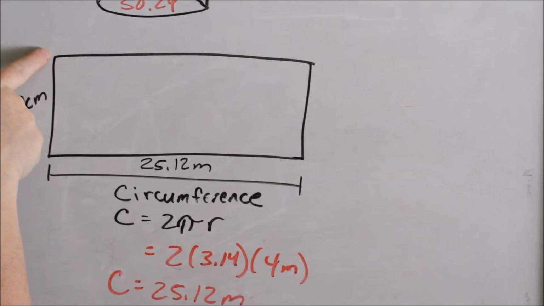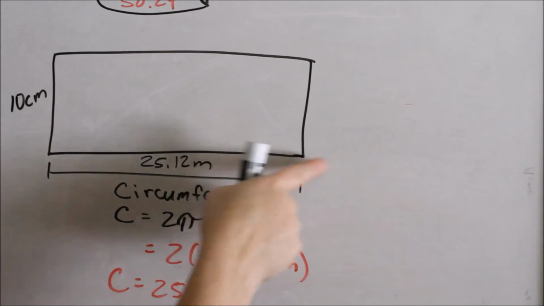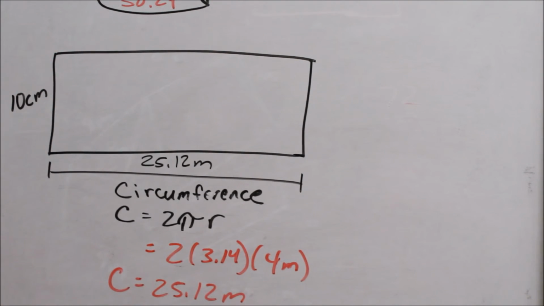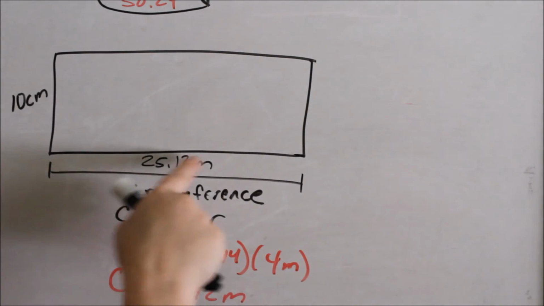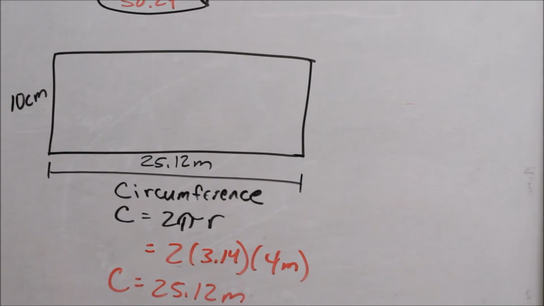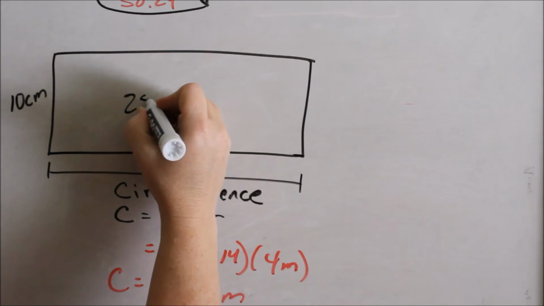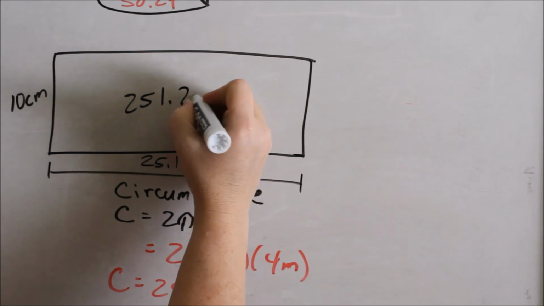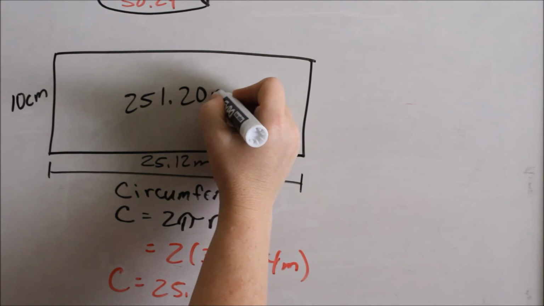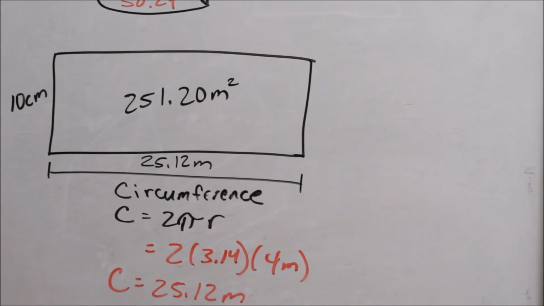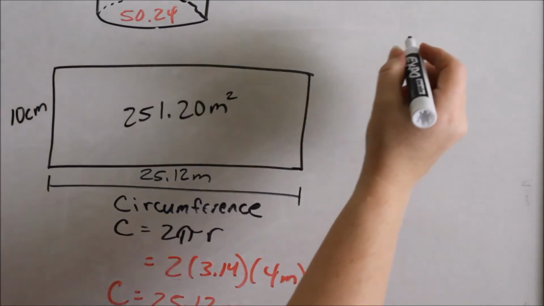Now I can use that with the height. So base times height will give me the area of that rectangle. I can take my 25.12, which is my circumference, multiply it by 10 to find out that the area of this rectangle is 251.2 square meters.